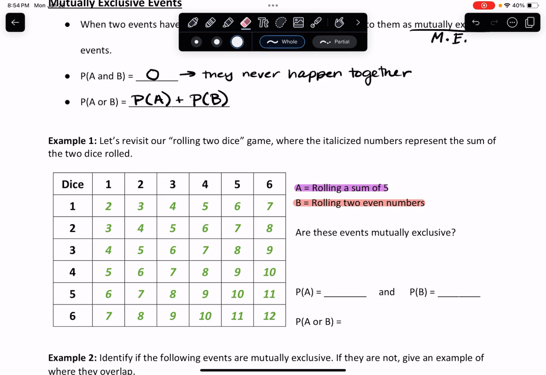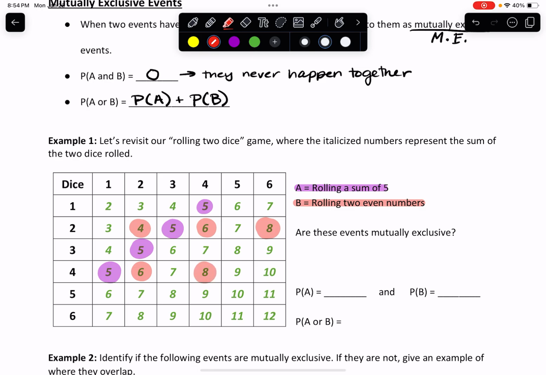So if we look at the table, all of the ways that we can roll a sum of 5: a 4 and a 1, a 3 and a 2, a 2 and a 3, and a 1 and a 4. And then all of the ways that we can roll 2 even numbers, well, we can roll a 2 and a 2. We can roll a 2 and a 4, or a 2 and a 6. We can roll a 4 and a 2, a 4 and a 4, a 4 and a 6. We can roll a 6 and a 2, a 6 and a 4, and a 6 and a 6.